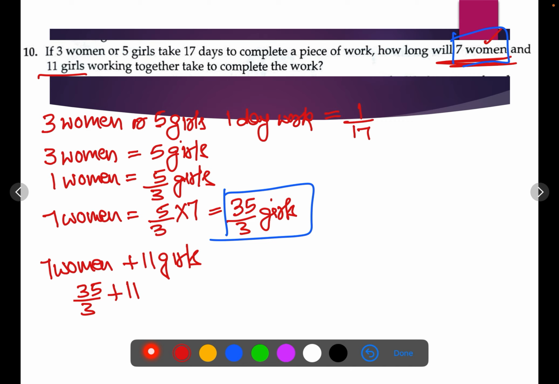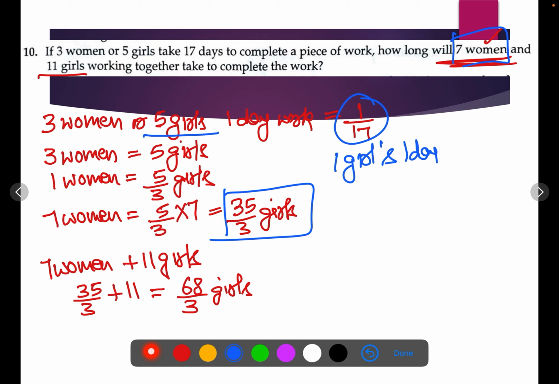So 35 upon 3 plus 11 gives you what? Just quickly calculate and find out. 35 plus 33 upon 3, which is 68 upon 3 girls. Now simple, I'll find out for 68 upon 3 girls. Let's come back. Right. So one girl, here it is given 5 girls, one day work is 1 by 17. So what will be 1 girl's one day work?